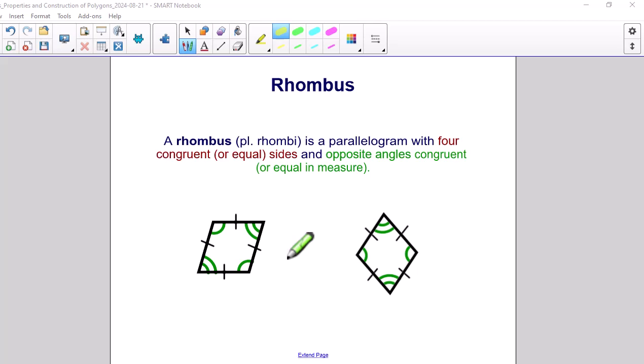An interesting question is, are these rhombi regular? And the answer would be no. These are irregular polygons because in order for a shape to be regular, all four angles and all four sides would have to be congruent. In this case, all four angles are not congruent.